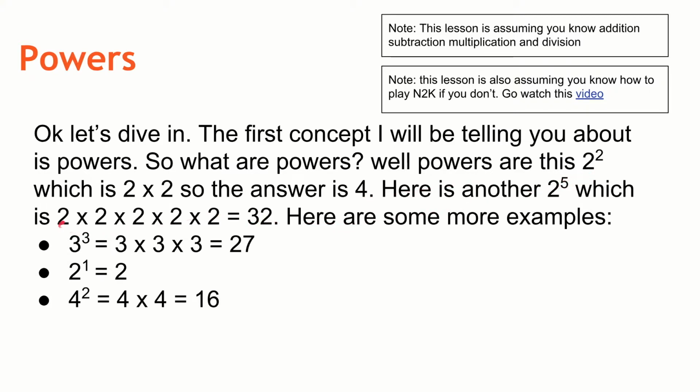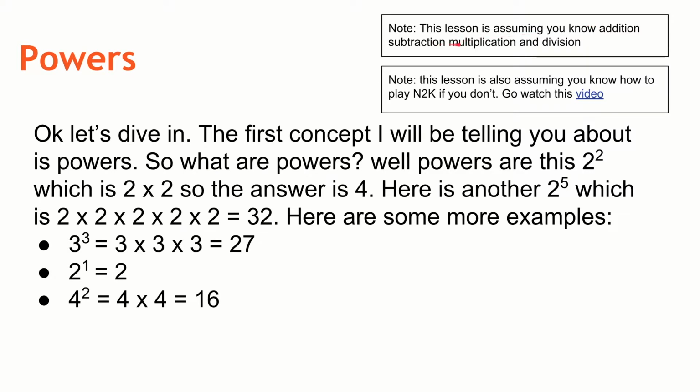So 2 to the fifth power is 2 times 2 times 2 times 2 times 2, a short way of writing that, which equals 32. Here are some more examples. 3 to the third equals 3 times 3 times 3, which is 27. 2 to the first equals 2, because you don't have anything to times. And 4 to the second equals 4 times 4, which equals 16.